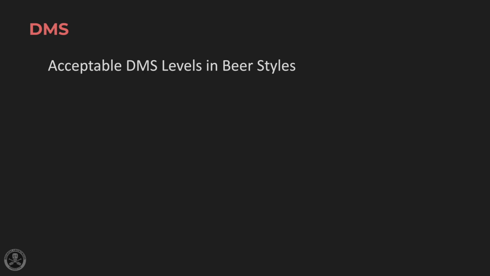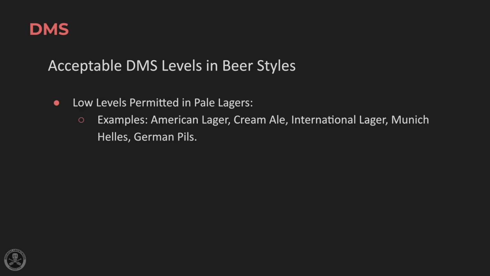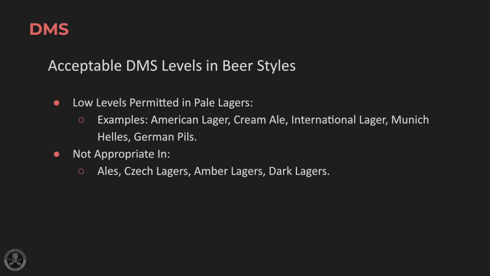There are some styles where it is acceptable to have small amounts of DMS. Those include American Lager, Cream Ale, International Lager, Munich Helles, and German Pils. Conversely, there are some styles where it is not at all appropriate to detect any DMS, and those include ales, Czech lagers, amber lagers, and dark lagers.